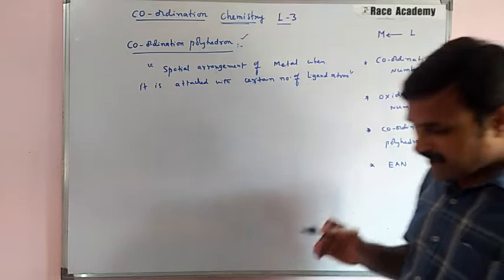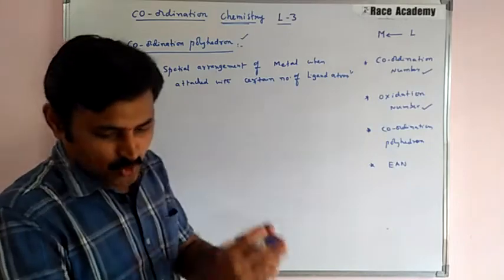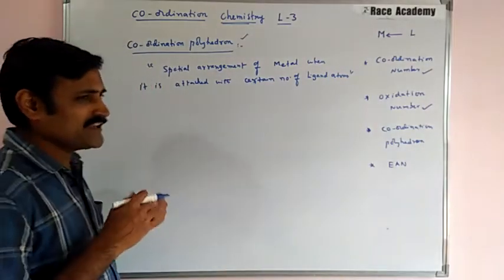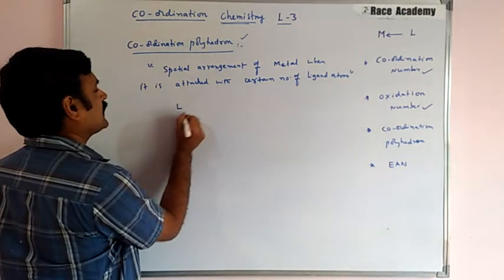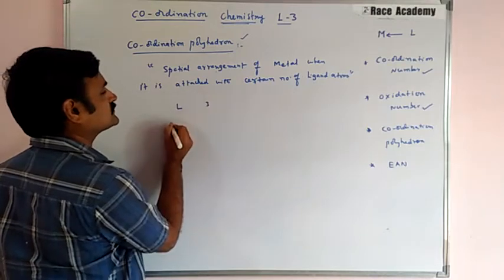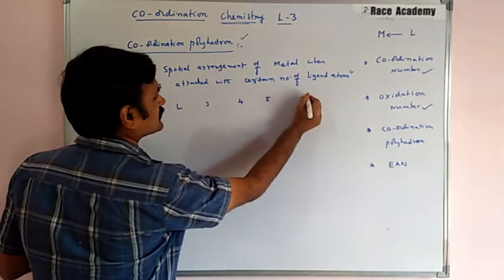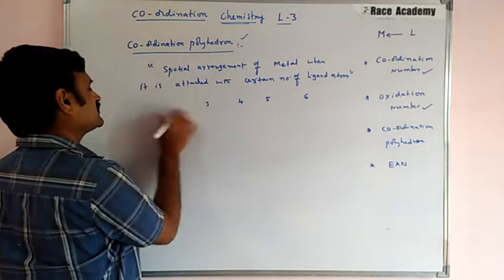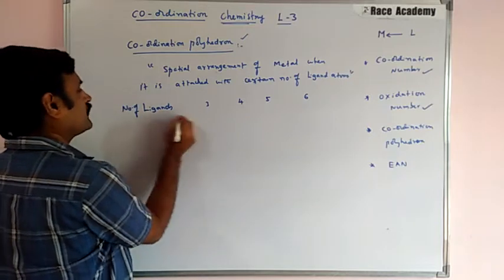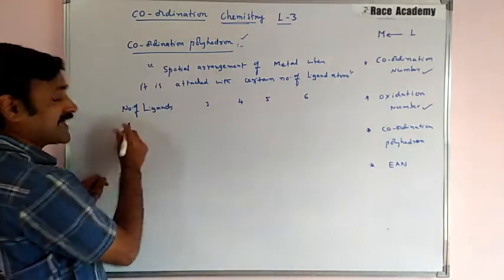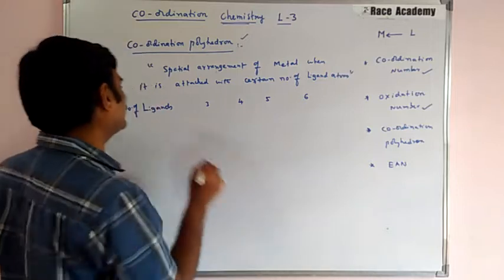When we have a particular number of ligands around the central metal, we can decide the geometry. For example, when the number of ligands around the metal is 3, or if the ligand number is 4, 5, or 6, then what will be the generally observed arrangement?